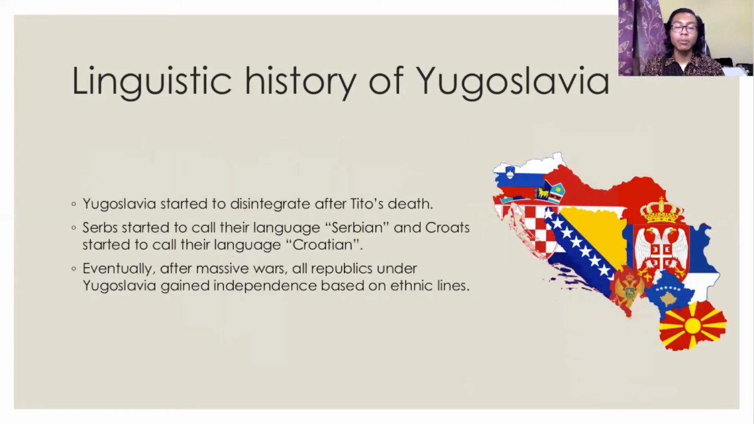However, if we look at the maps today, we can see that there is no more Yugoslavia. This is because after the death of Marshal Tito, the grand leader of Yugoslavia, the country started to disintegrate because of nationalism. And eventually, Serbs started to call their language Serbian, and Croats started to call their language Croatian. They began to identify themselves in a more nationalistic sense. And eventually, after massive wars and other atrocities, all republics under the Federation of Yugoslavia gained their own independence based on ethnic lines. So today, we cannot really see a Yugoslavia, but we can see that map today.